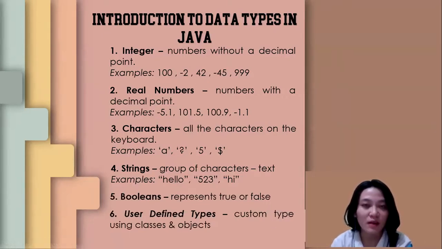Next is booleans. So booleans have only two values, which are true or false. We need booleans because they are used to create a condition. And lastly, user-defined types. It is a custom type using classes and objects that you create.